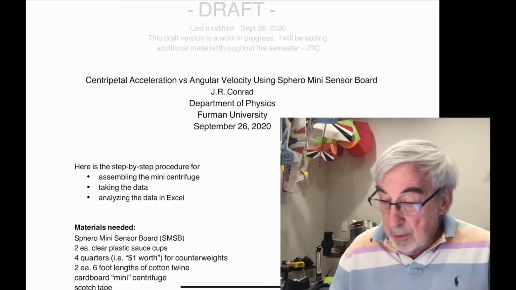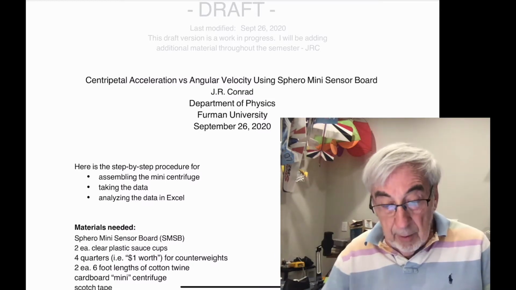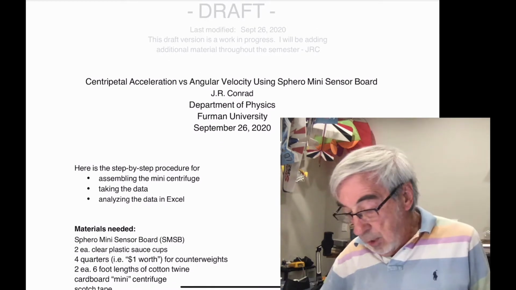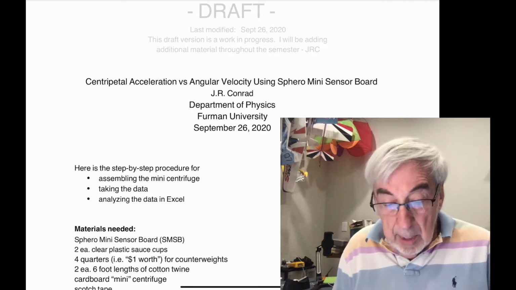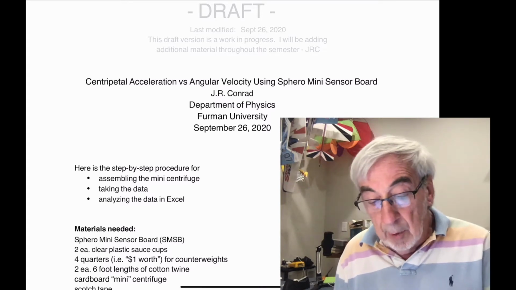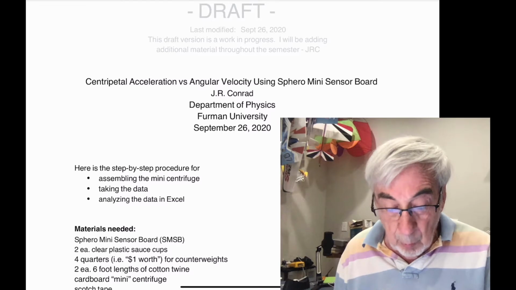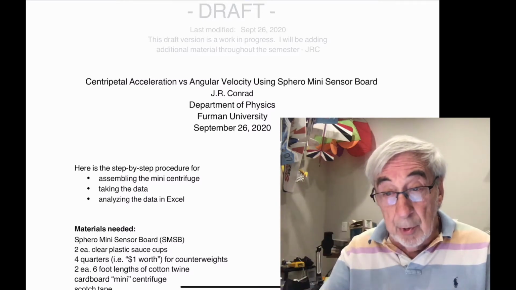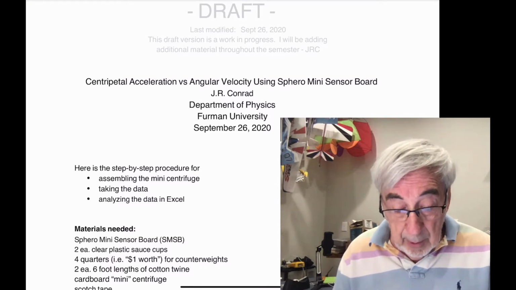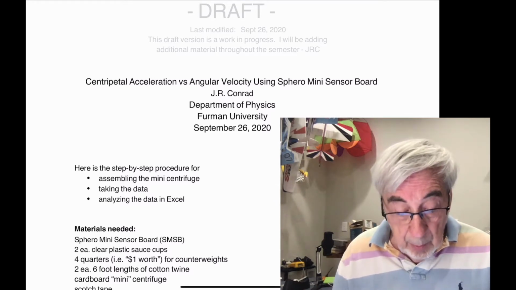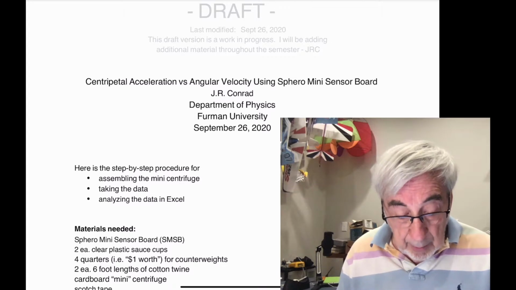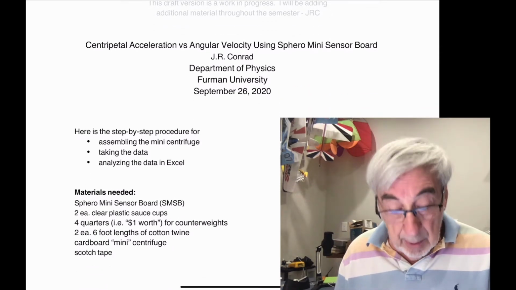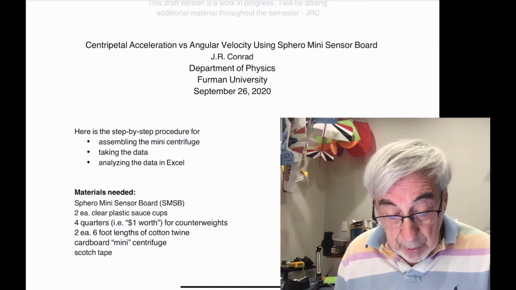If you're looking at this video without having the document in front of you, stop the video now and grab a copy of that handout, Centripetal Acceleration versus Angular Velocity using Sphero Mini Sensor Board. This document gives you a step-by-step procedure that you can follow to build the device, to take the data and analyze it using Excel. Everything you need is in the at-home kit that you got from Furman P2P.